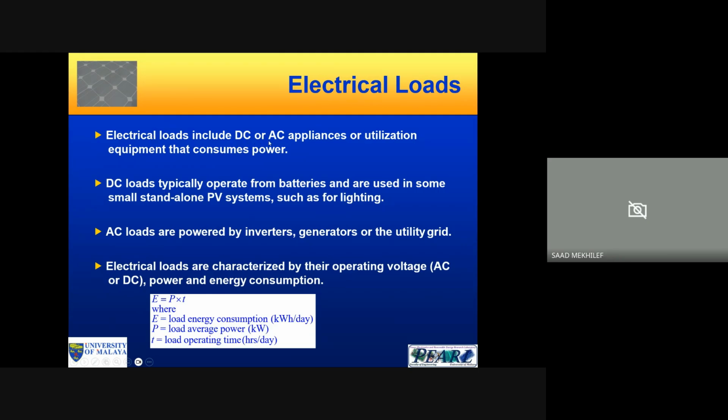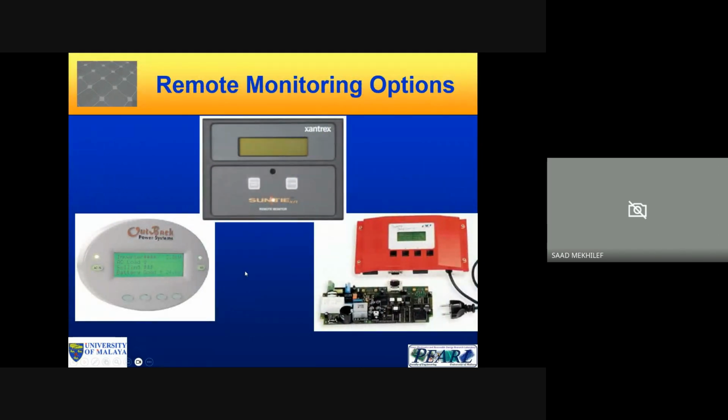electric loads can be either AC or DC in microgrid utilizations. We will have a combination of both. DC loads typically operate from batteries. AC loads are usually powered by inverters, generators, or the utility grid. So these are the terms: the energy we use, the power, and the time. So these are also very important. I think this one was quite good.